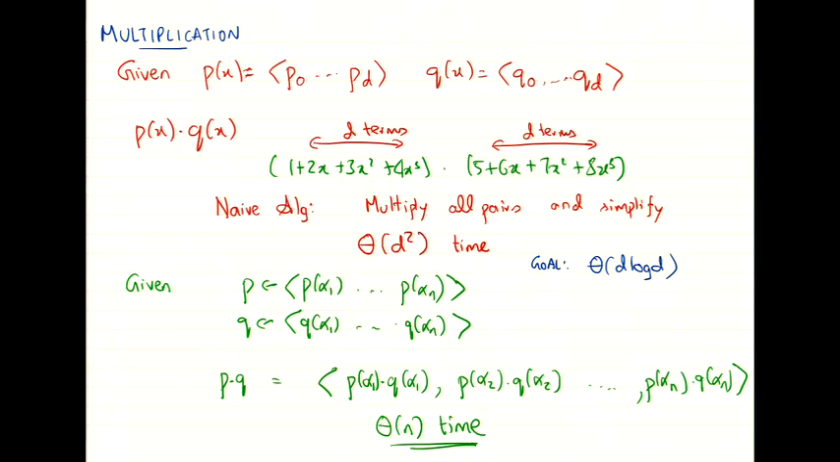So this vector is the evaluations of the product. So it is the product in this representation. Right? So, yes, one question here.